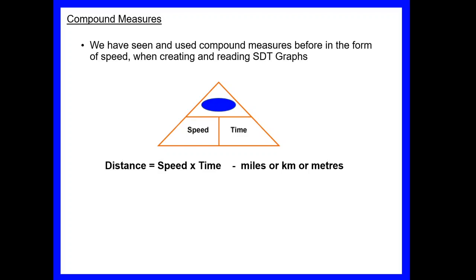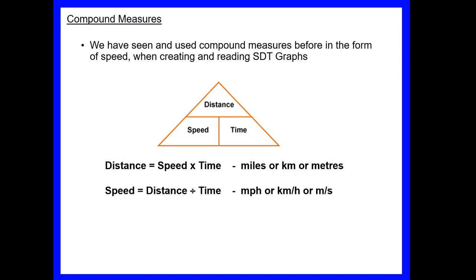Now our units for distance, we have an imperial unit for distance of miles, and we have our metric units of kilometres or metres. So we're not just going to be using metric, we're going to also be using miles predominantly, because we're in England and all of our road signs are in miles, but we also need to make sure we know about kilometres and metres as well.